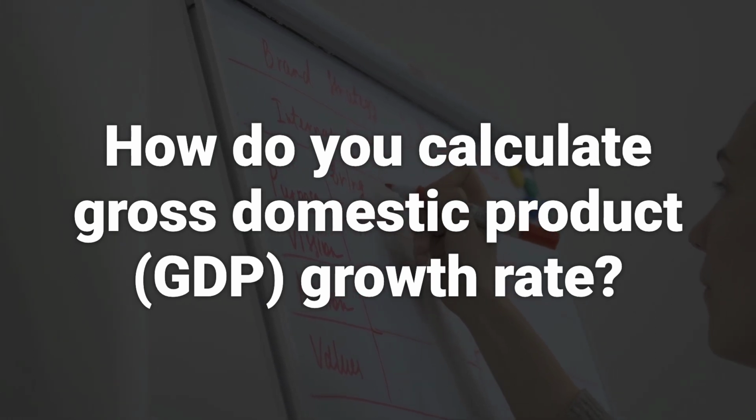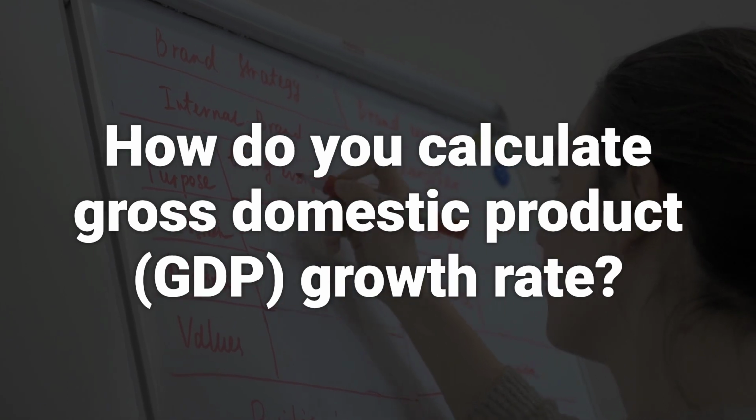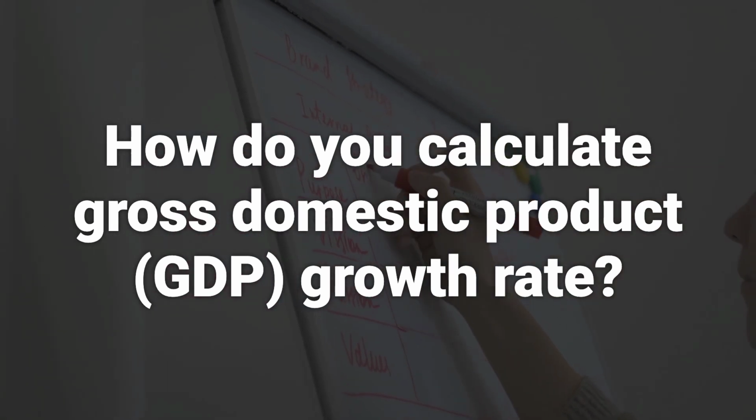The GDP growth rate, according to the formula above, takes the difference between the current and prior GDP level and divides that by the prior GDP level.